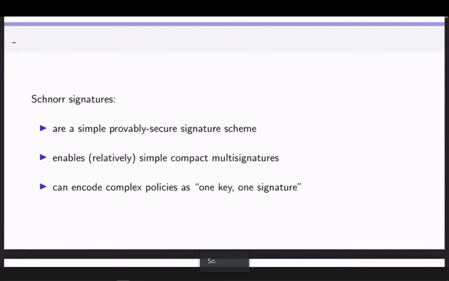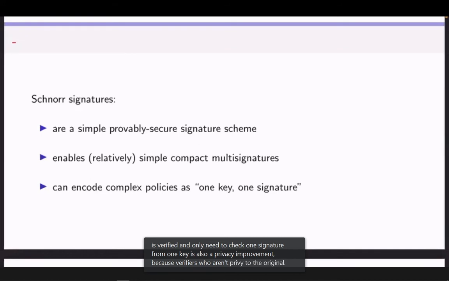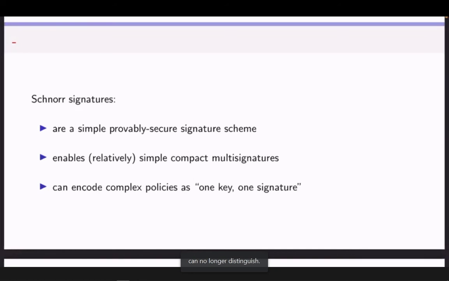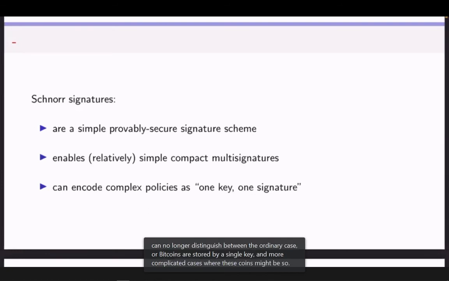So there's a scalability improvement here, certainly, which is that verifiers only need to check one signature from one key. There's also a privacy improvement because verifiers who aren't privy to the original spending policy, who didn't construct the keys themselves, can no longer distinguish between the ordinary case where Bitcoins are stored by a single key and more complicated cases where these coins might be stored or might be secured by multiple keys, all of which need to be used to spend the coins.